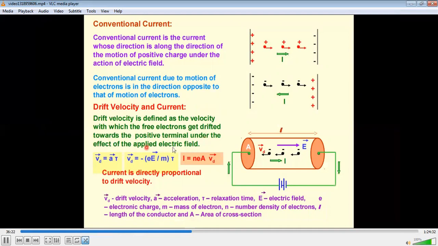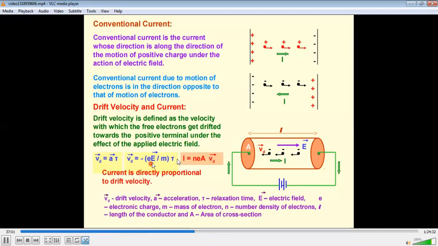What is the drift velocity and current? Drift velocity is defined as the velocity with which the free electrons get drifted towards the positive terminal under the effect of an applied electric field. So it is one kind of velocity of electrons which flow from the negative terminal to the positive terminal. Drift velocity, denoted by vD, equals acceleration multiplied by relaxation time, so vD equals aT.